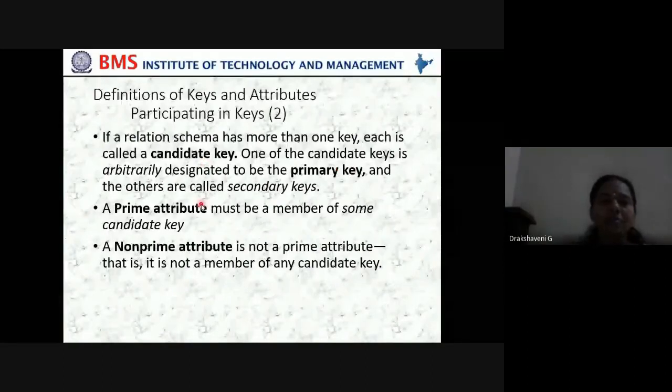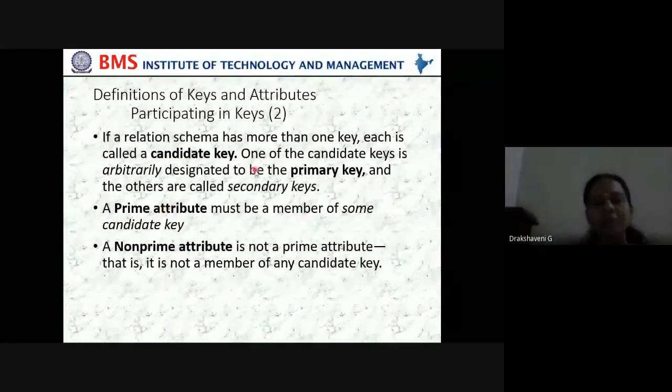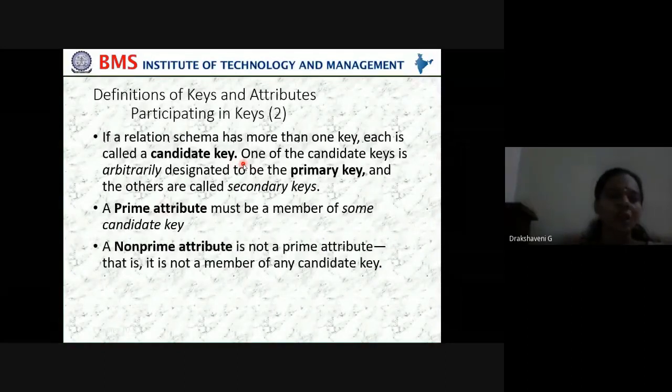So then what do we call a prime attribute? A prime attribute must be a member of some candidate key. Member of some candidate key means either the prime attribute should be your USN or your name. Out of these two, any one should be there. Then we call it a prime attribute. And other columns you have, your semester, your subject details, those we are calling non-prime attributes. It is not a prime attribute, that is, it is not a member of any candidate key. That is what a prime attribute is.